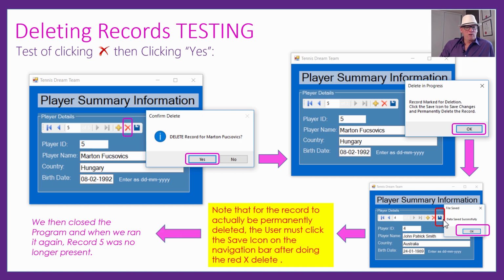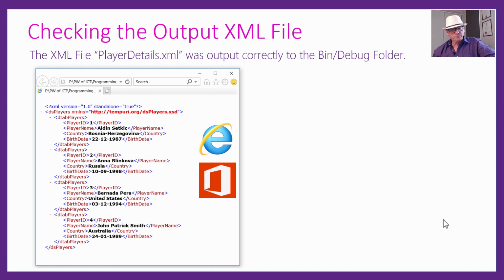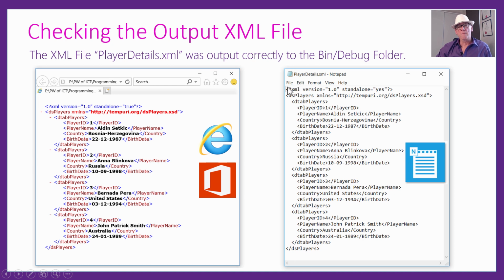So we then closed the program and ran it again and record 5 wasn't there. So we know that deletion, when they confirmed and said yes, all worked. And of course, we need to check the output XML file. When we did that, we saw that Marton wasn't in there. We just had the other 4 records, so that's good. We checked it in Edge, that Office XML handler. Also had a look at it in Notepad just to check the indentation and all of that. That all looked fine as well. So definitely good, just 4 players in there.